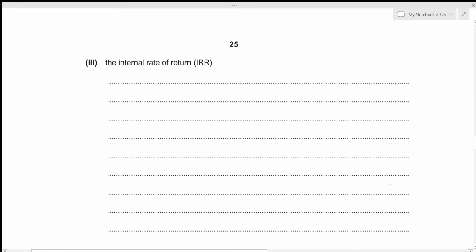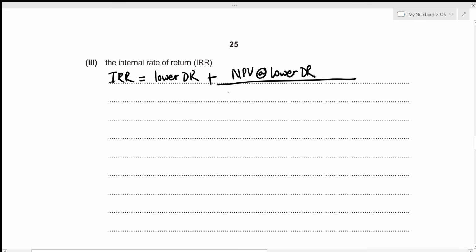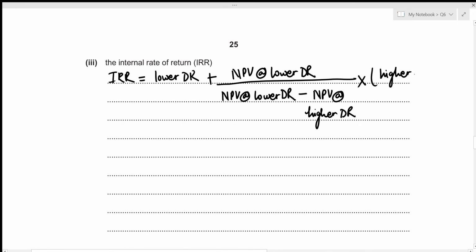We need to figure out the internal rate of return. Okay, so the internal rate of return, the formula is the lower discounting rate plus net present value at lower discounting rate divided by net present value at lower discounting rate minus net present value at higher discounting rate times higher discount rate minus lower discount rate.